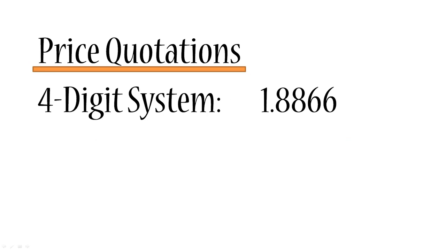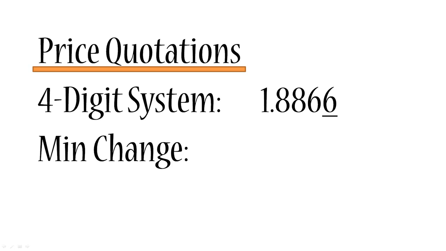In the 4-digit system, any currency pair has 4 digits after the decimal point. So except for Japanese-based currency pairs, where Japanese yen is the quoted currency, but we'll talk about that later. So the 4-digit system, 4 digits after the decimal point, and the last digit is the minimum change. So the last digit is the 4th digit, and that means the minimum change that any currency pair can experience is 0.0001 units of the quoted currency.